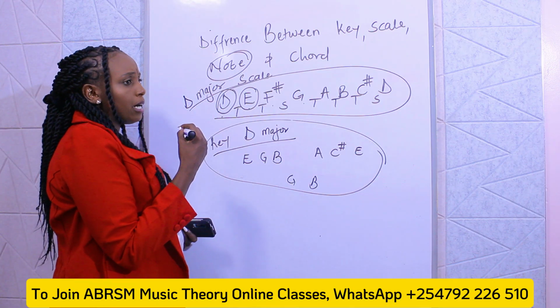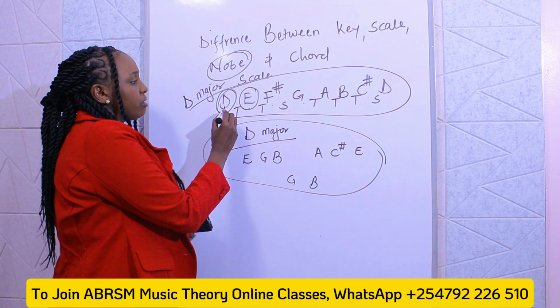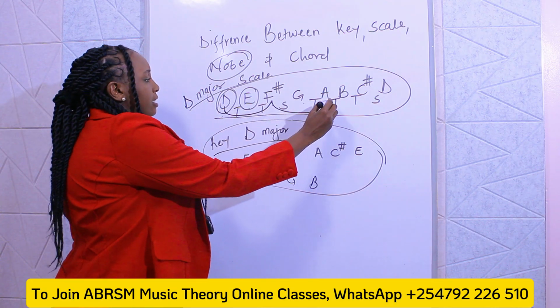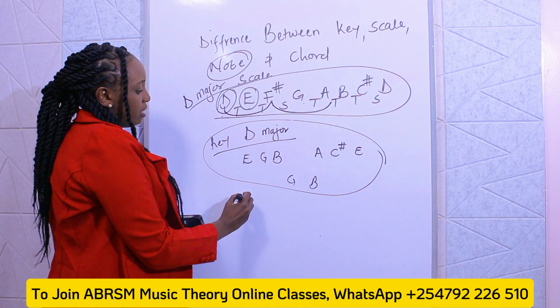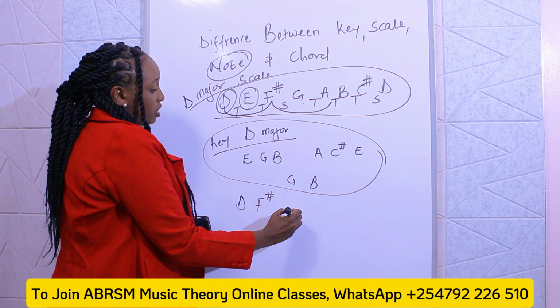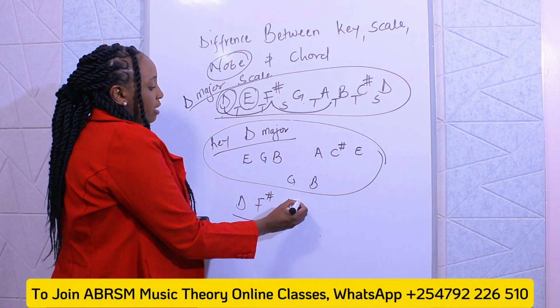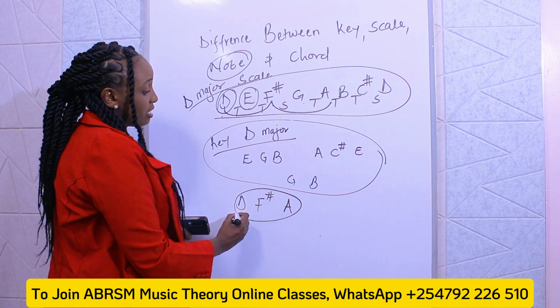It can be a major chord. So a major chord in this case will just take the first, the third, and the fifth. So this is what a major chord is. Okay? And if you have that, that is a chord.